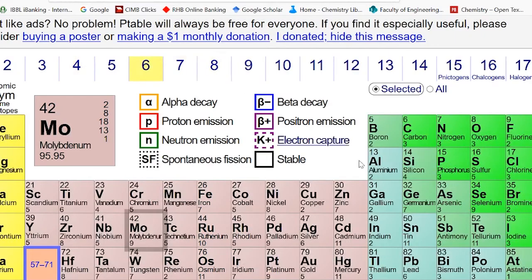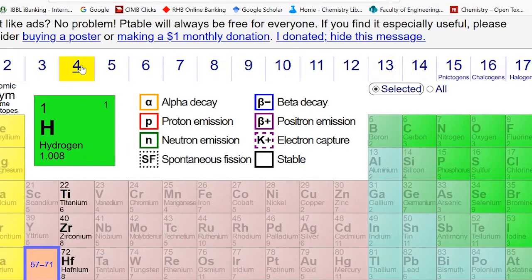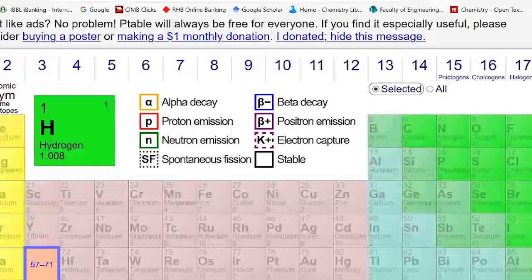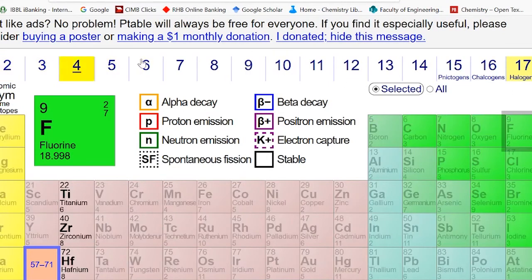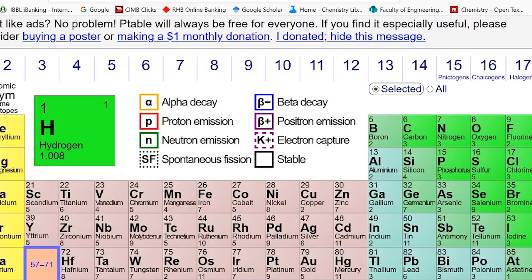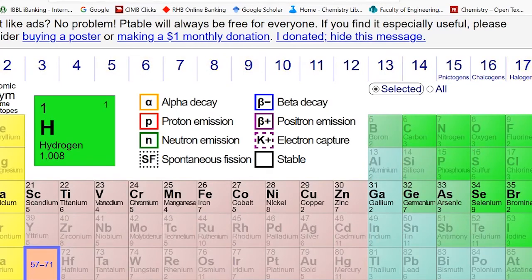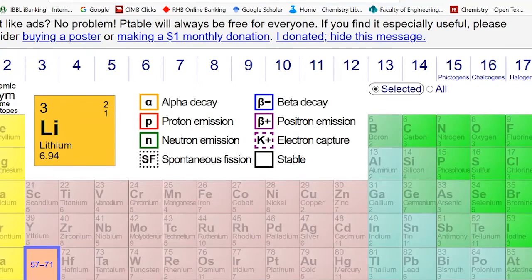So in this periodic table, these numbers 1, 2, 3, 4, 5, 6 all together until 18 are called the groups. Fluorine, chlorine, bromine, iodine are all group 17 elements. And on the left hand side, these numbers 1, 2, 3, 4 are called the periods.